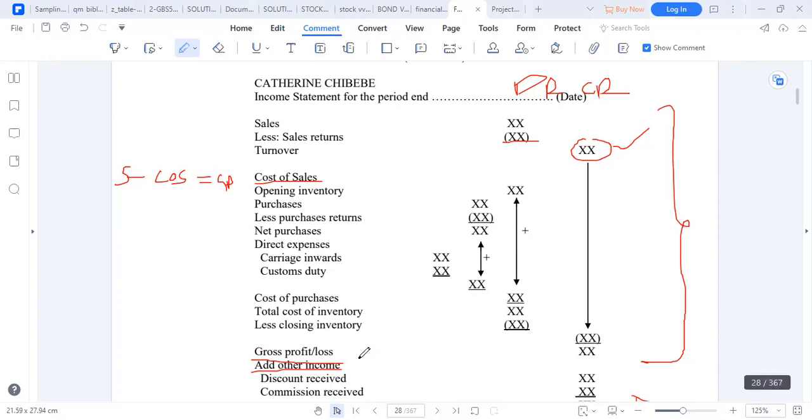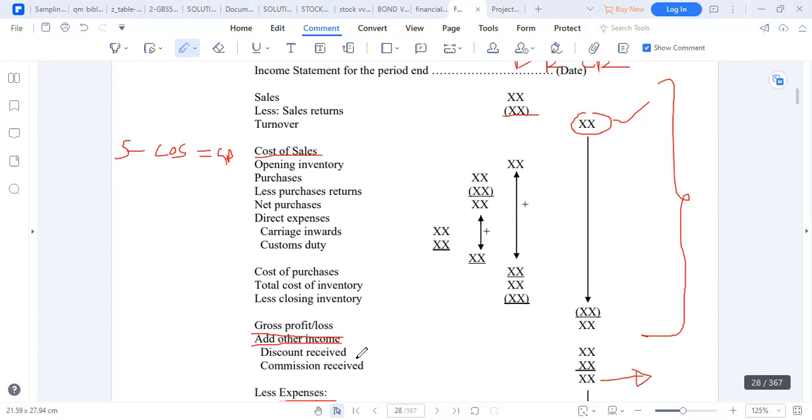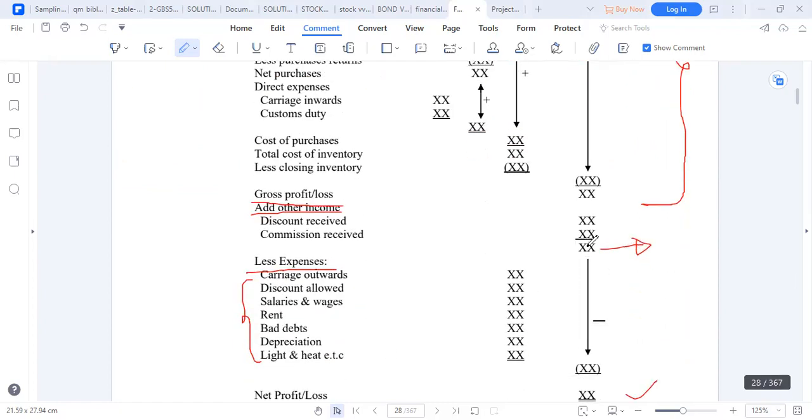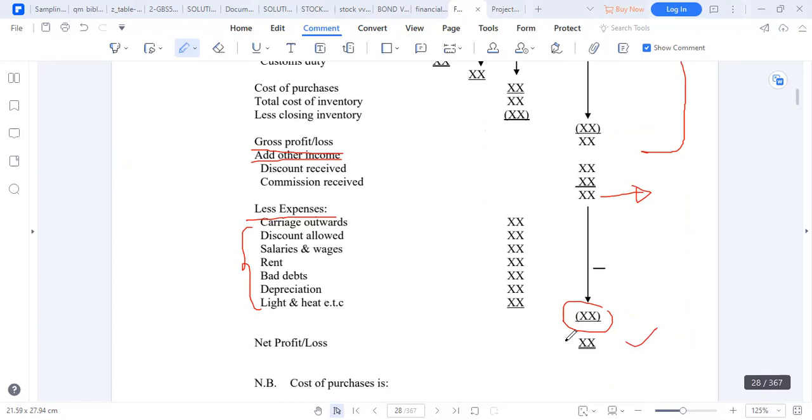To the gross profit, we can add other income that would include discount received, commission received, a decrease in bad debts. So this is our new gross profit. From the gross profit, we always subtract our operating expenses, such as carriage outwards, discount allowed, wages, rent, bad debts, depreciation, light and heat. So if our expenses are more than our gross profit, we call it a net loss. If our expenses are less, we call it a net profit.